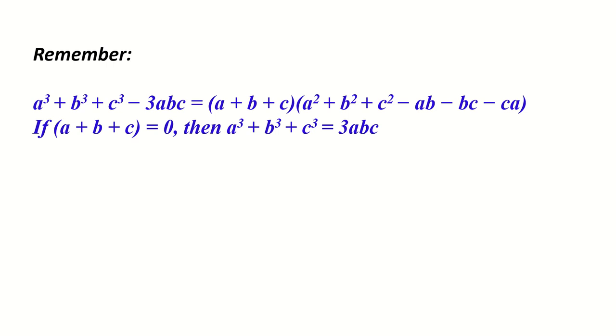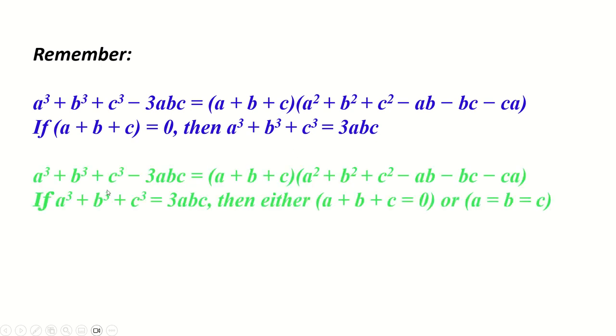Just remember this formula, because you can use it in many ways in polynomials. a cube plus b cube plus c cube minus 3abc is equal to (a plus b plus c) into (a square plus b square plus c square minus ab minus bc minus ca). This is also one of the forms. So obviously if a plus b plus c is 0, then a cube plus b cube plus c cube will become 3abc. We know it, right?